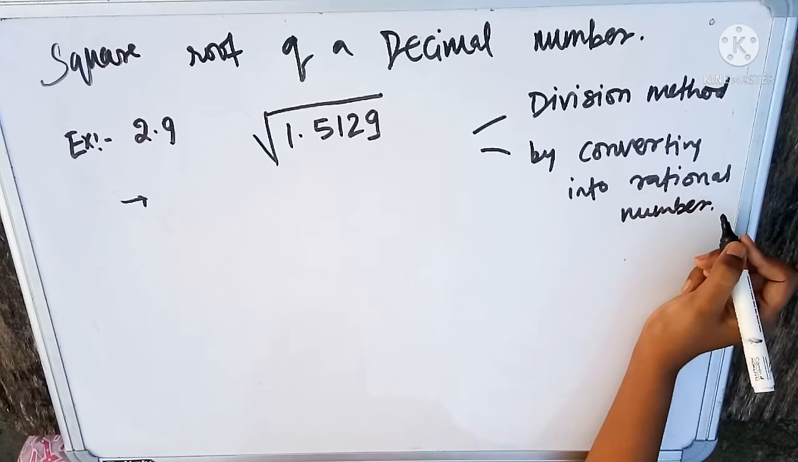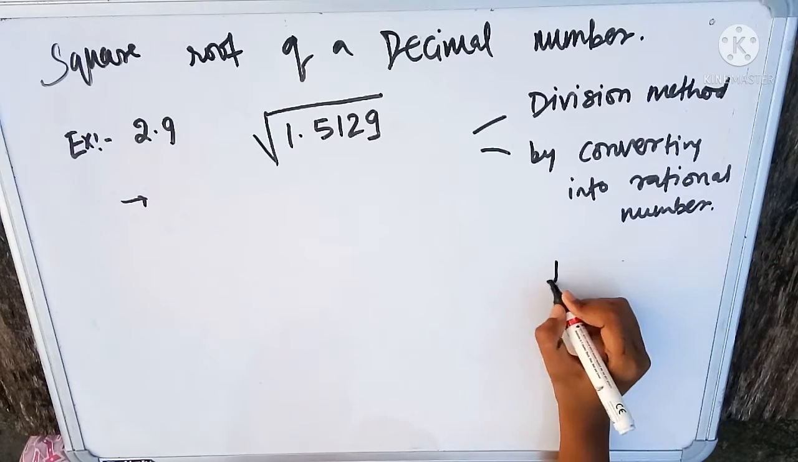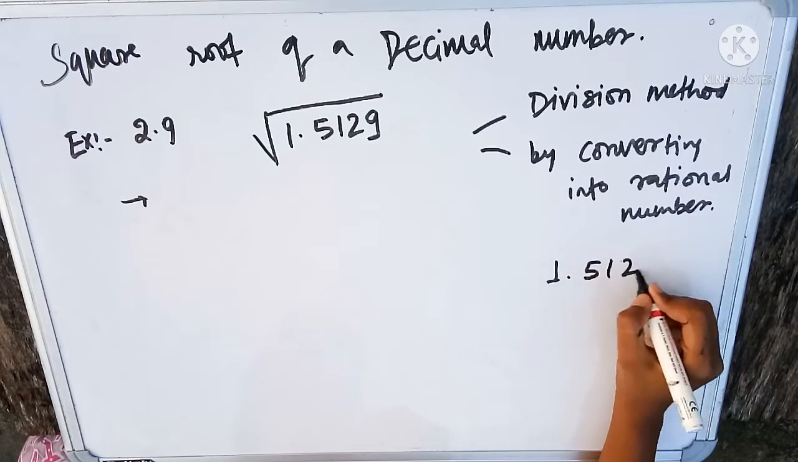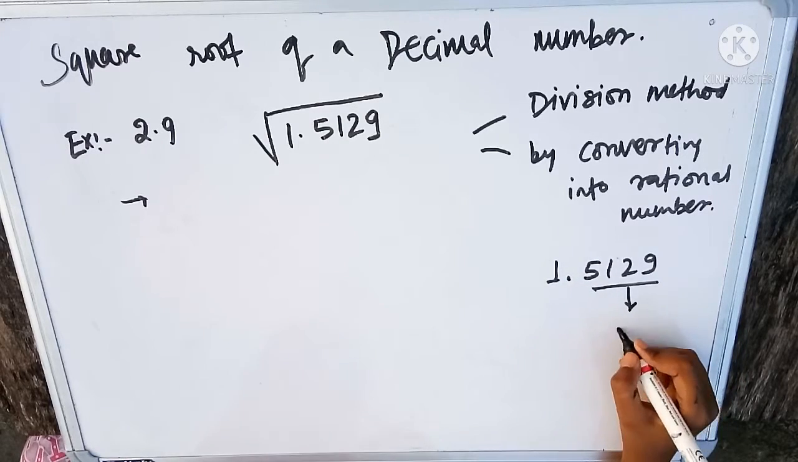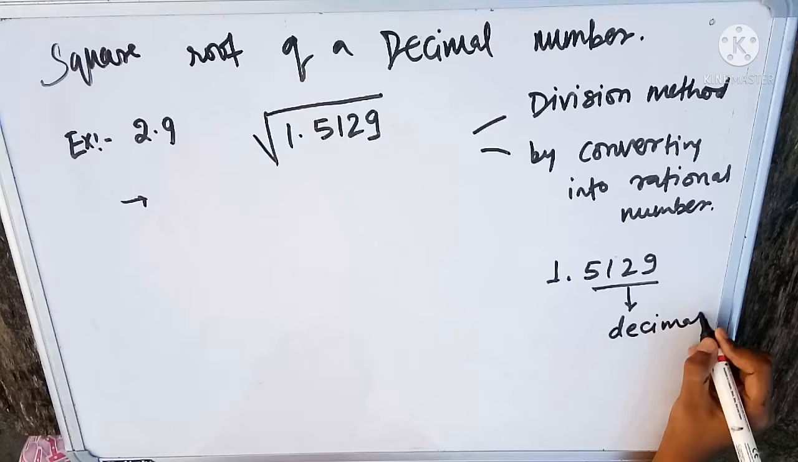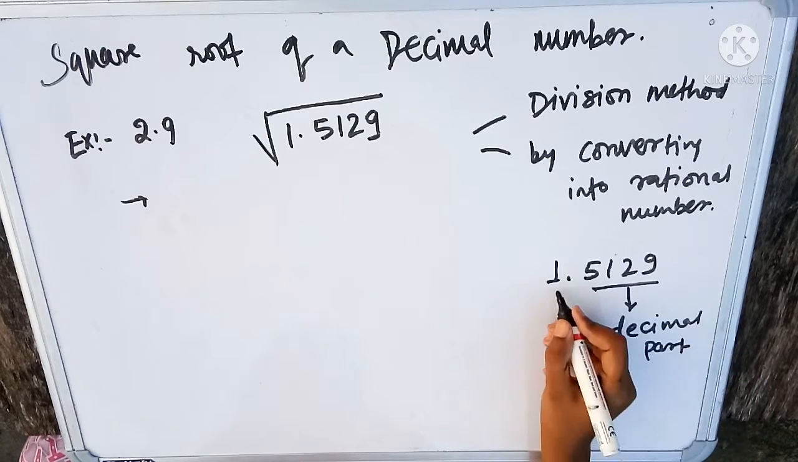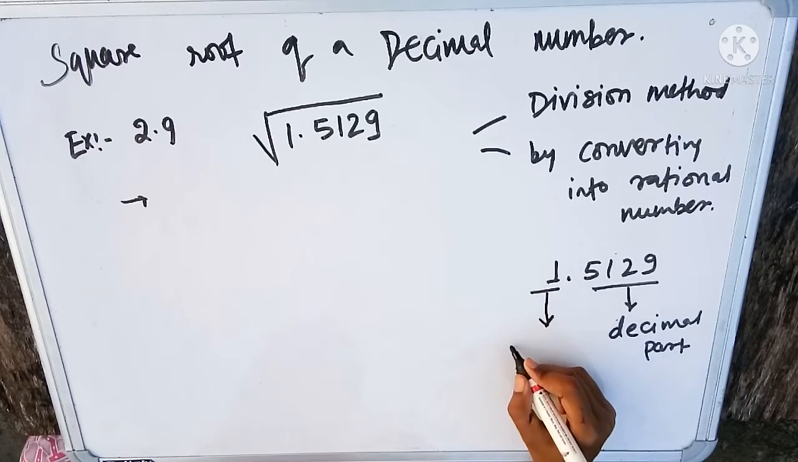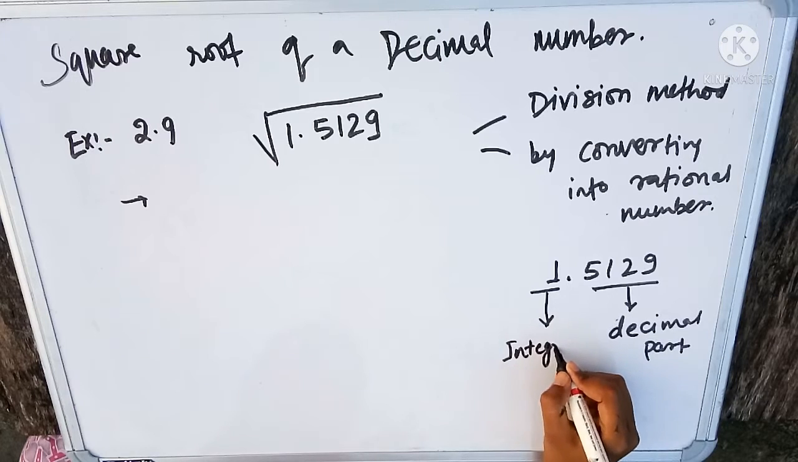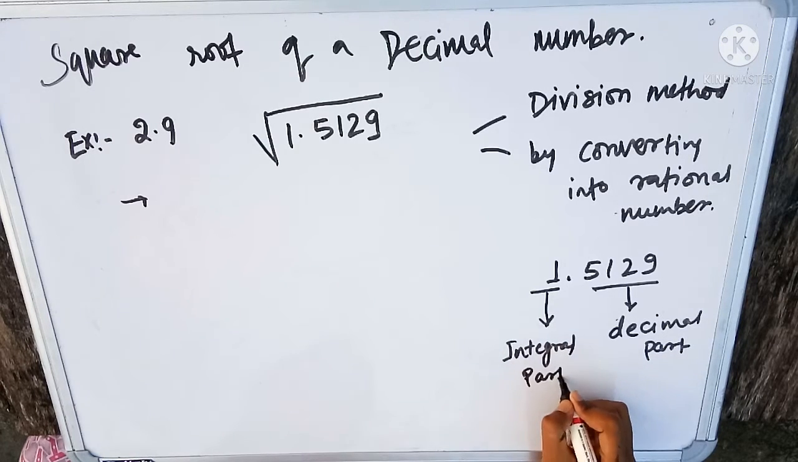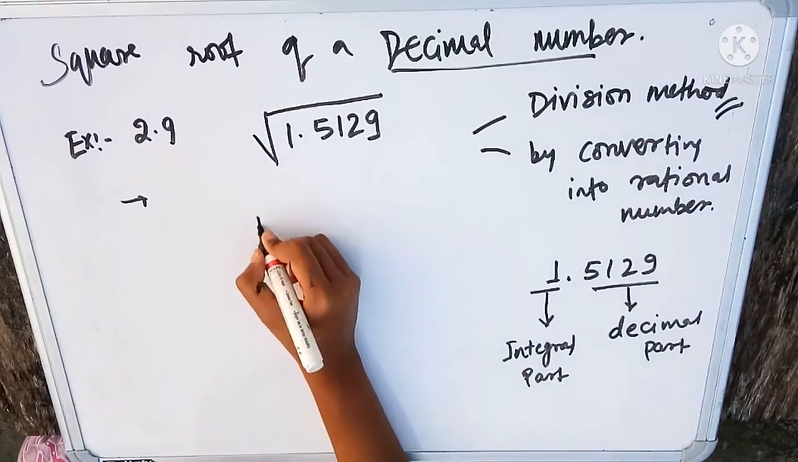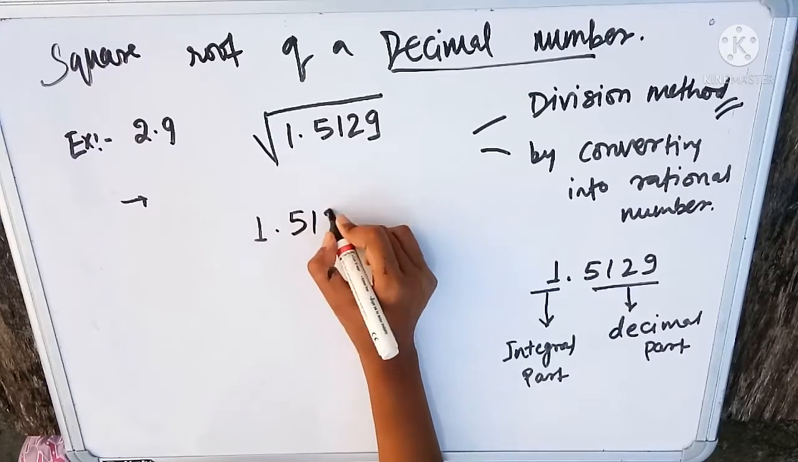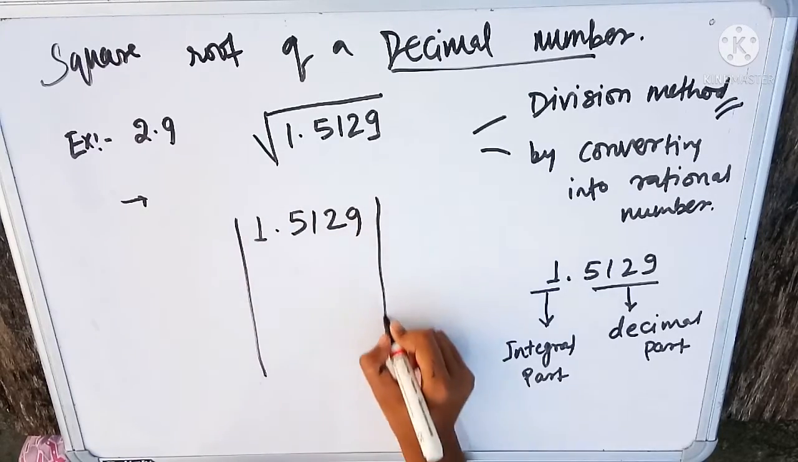So before we solve it, first thing you need to understand is this number has two parts. The part after the decimal point is known as the decimal part, and the part before the decimal point is known as the integral part. Now the method of finding the square root of a decimal number by division method is, we have here 1.5129. Now we need to divide this.